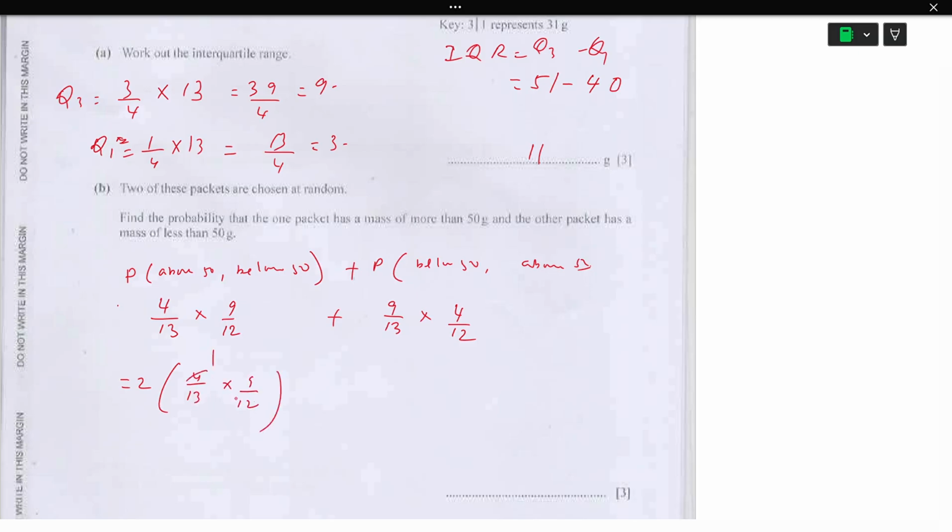So when we calculate, both are same, so 2 times 4 by 13 times 9 by 12. So this 12 is 4 times 3, and this 4 and 4 and this 9 we can cancel as 3 times. So 2 times 3 by 13, which is 6 by 13 is the answer.